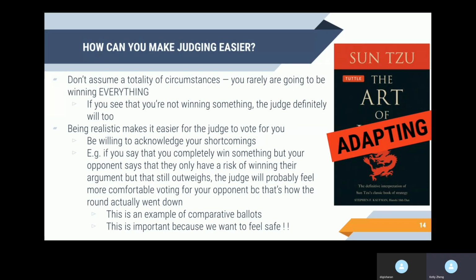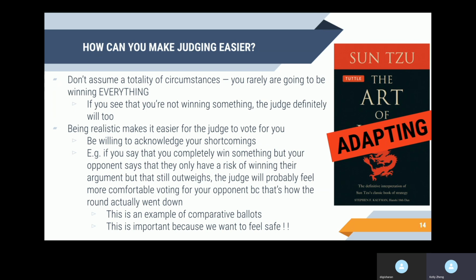So next we'll talk about how you can make judging easier. The first one, which I already alluded to, is don't assume a totality of circumstances, because you're rarely going to be winning everything or winning your argument perfectly. If you see that you're not winning something, the judge definitely sees that too, and that's something you need to acknowledge. I'll get to what that means in a second.